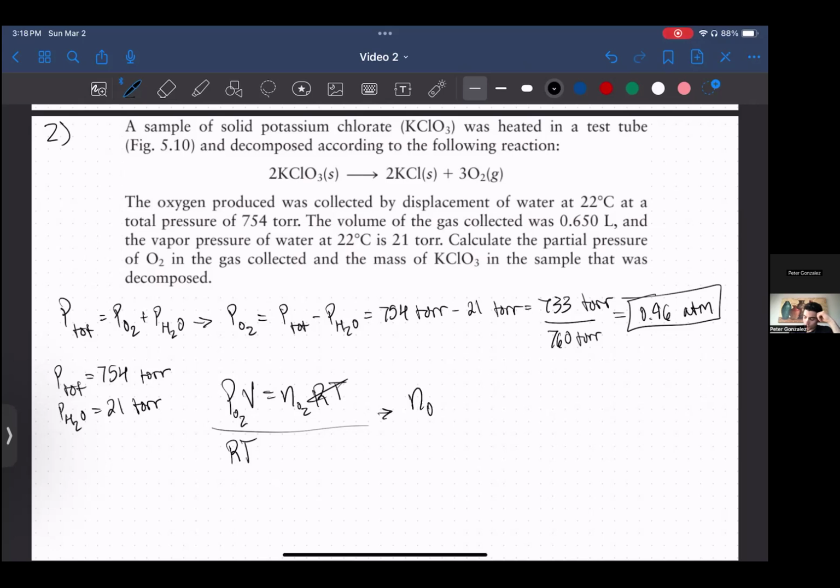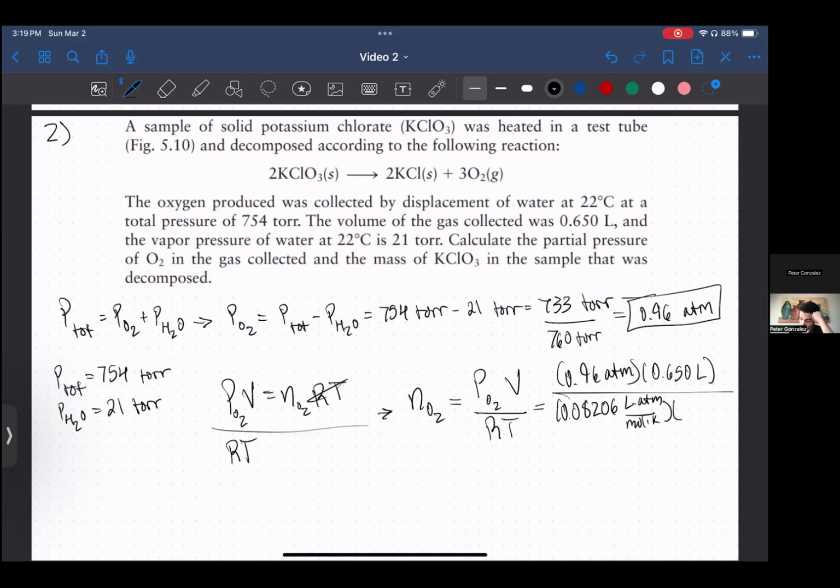And we need to find that the moles of O2 is equal to the pressure of O2 times the volume divided by RT. So this will be equal to, if we take 0.96 atm, this is a good reason why I always make my answers into the proper units if I have the time for it, because it might be helpful later on. So 0.96 atm times 0.650 liters divided by the R constant. So that's going to be 0.08206 liters times atm divided by mole Kelvin.